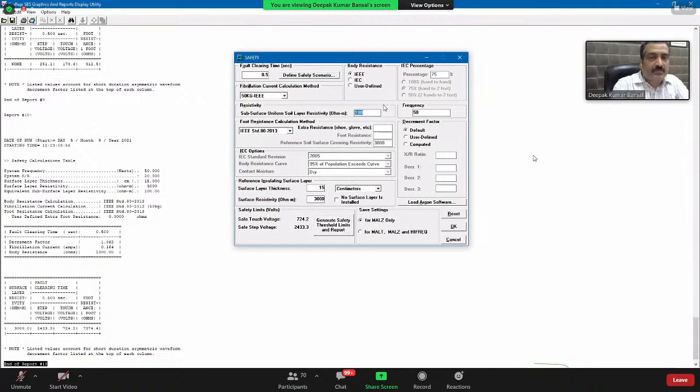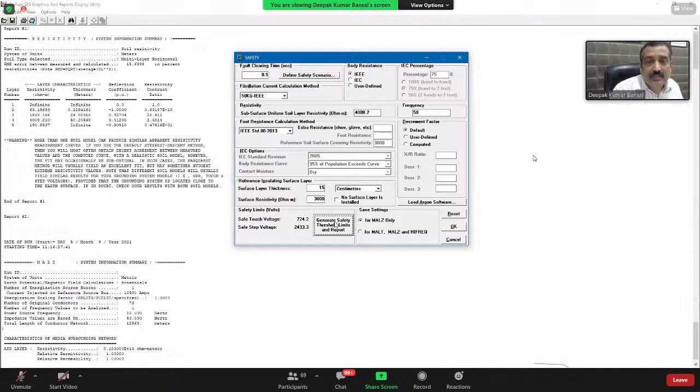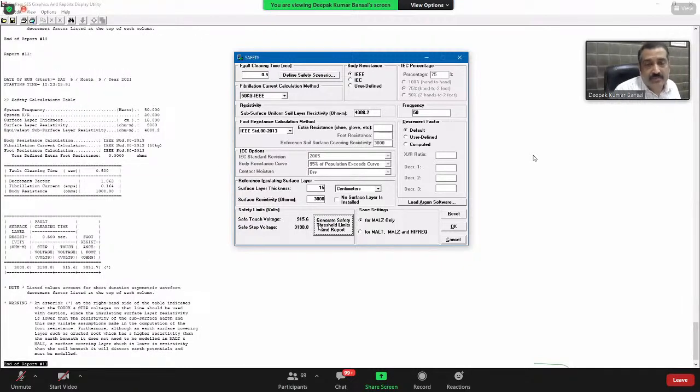Okay, this was just for demonstration in case we have a very low soil resistivity of 100 ohms, but in our case we have very high soil resistivity, which is around 4,000 ohms. So our safe touch voltage is 915 volt. All our calculations will be based on these safe parameters calculated by the computer.